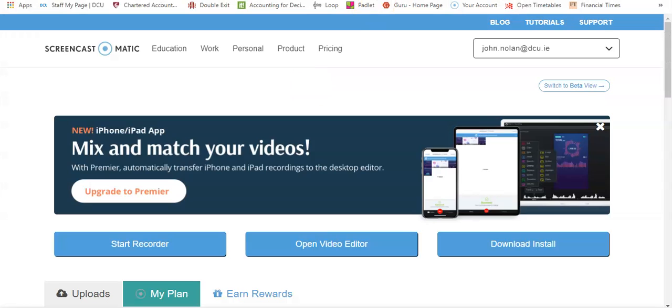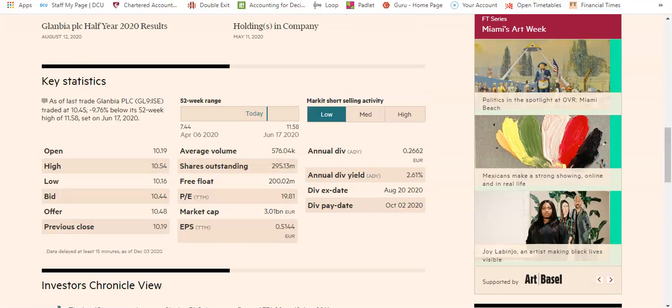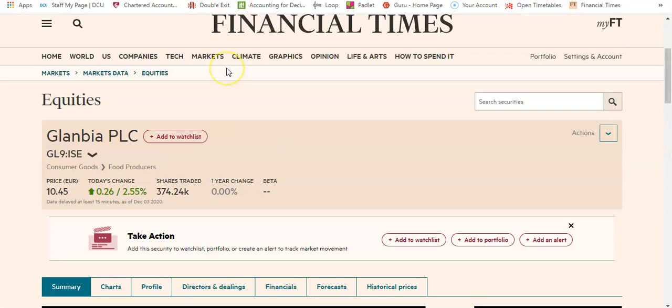If you, for example, get a company and you just Google its name, like Glanbia and Financial Times, it brings you up a summary page for Glanbia. Listed in the Irish Stock Exchange, ISE. Its ticker is GL9. Price today is €10.45. It's gone up 2.5% for today, and there's 374,000 shares traded today.